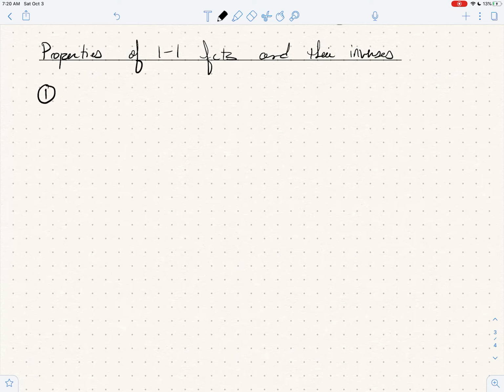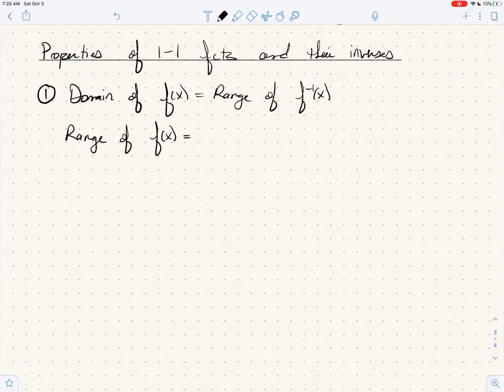So the first one we've already seen is that the domain of f of x is equal to the range of f inverse, always. And of course, the range of f of x is equal to the domain of f inverse of x. That's the first one. The second key property is that you always have f of f inverse of x.